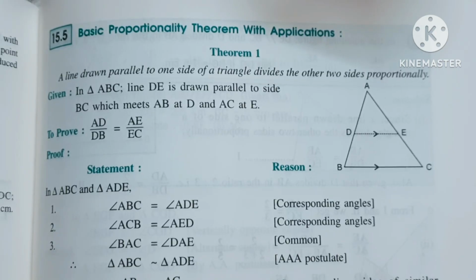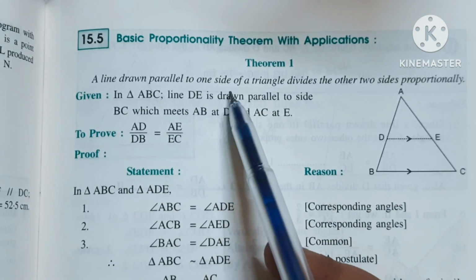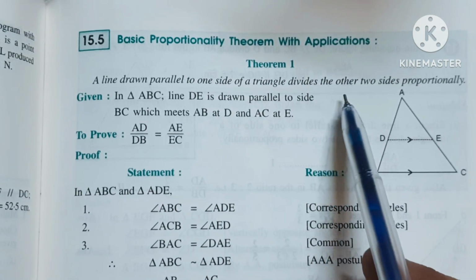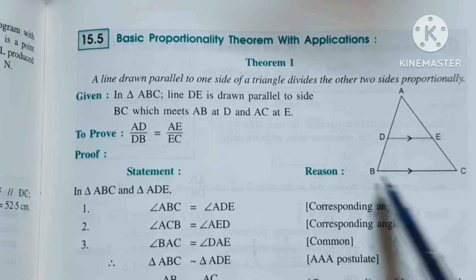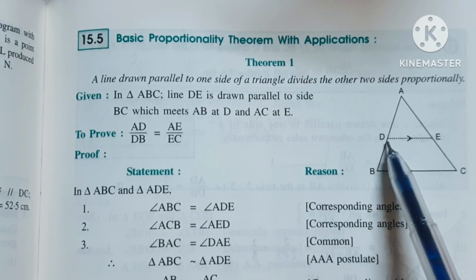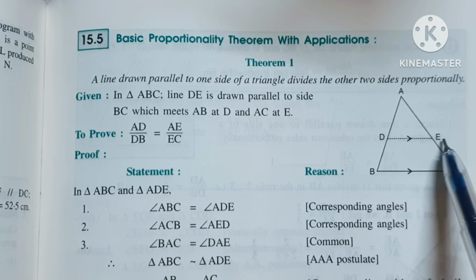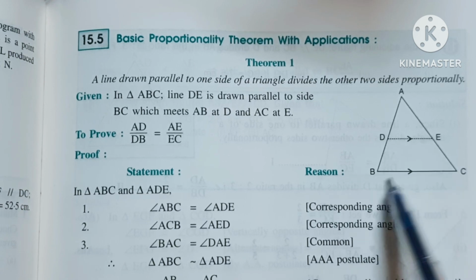Before starting exercise 15D, I'm going to state theorem 1. In the case of a triangle, a line drawn parallel to one side of a triangle divides the other two sides proportionally. What does that mean? See this figure. ABC is a triangle. Now, DE is a line drawn parallel to BC.